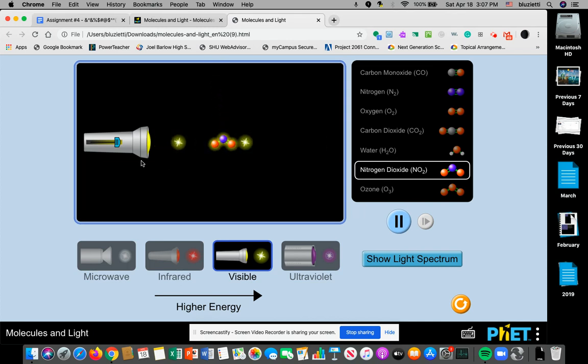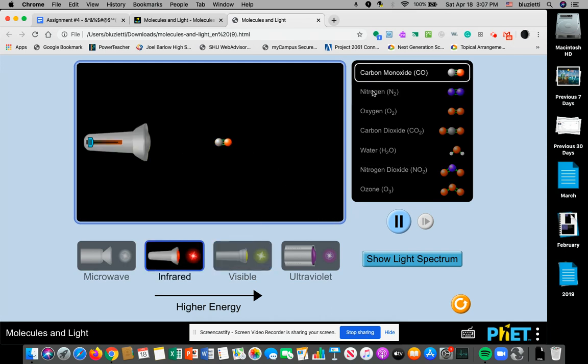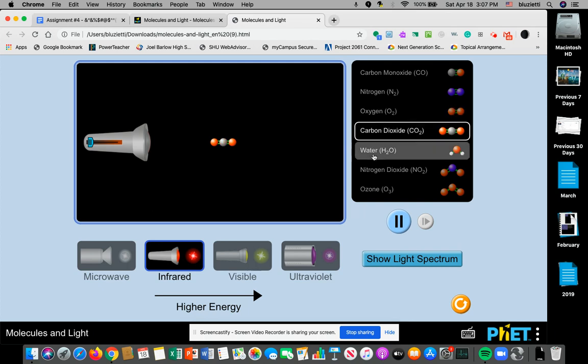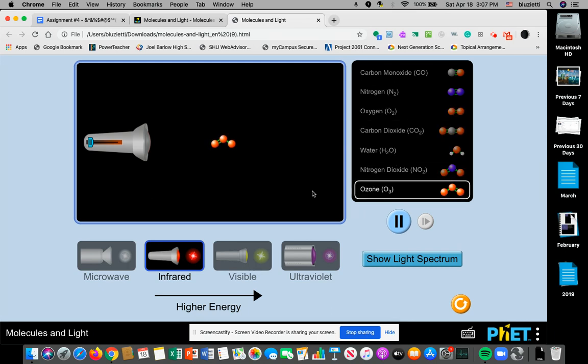So you might guess that what I'm going to have you do in this assignment is choose infrared radiation. And then I'm going to want you to go through and choose each of these gases. And I want you to see which ones interact with infrared radiation. If there is an interaction and you see that the molecule redirects or scatters the photons of infrared radiation, then that would give you a good clue that it's a greenhouse gas.